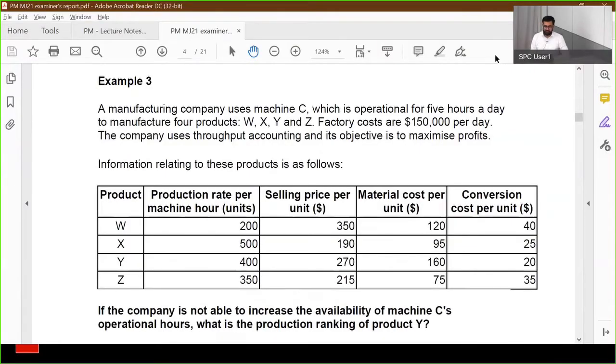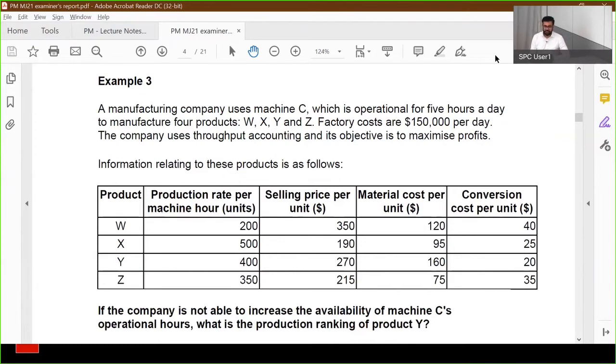Now, in example number 3, a scenario is given to us, and the requirement says: if the company is not able to increase the availability of machine C's operational hours, what is the production ranking of product Y? So first of all, how to tackle such a question? We will read the question, identify the topic being tested in the exam, recall all the steps and formulas relating to that topic, and then relate it with the question.